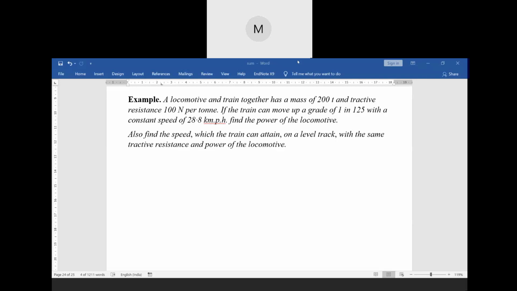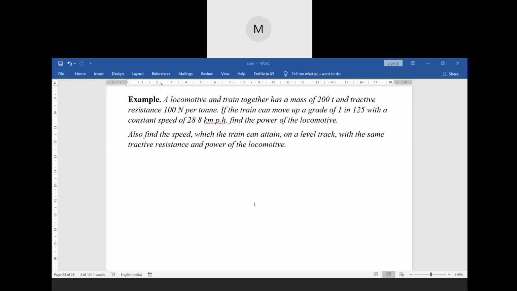Now you got the force, right? So now if you got the force, you can find out what? Work done per second. That means in 1 second how much work is done. You have the force, right? You got the force as 35.68, I think so. Now you can find out the work done.